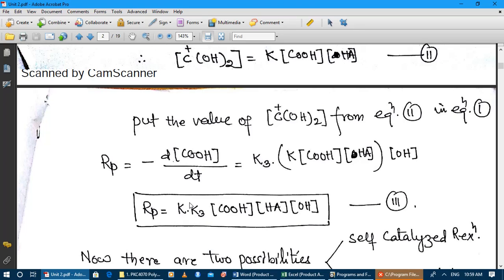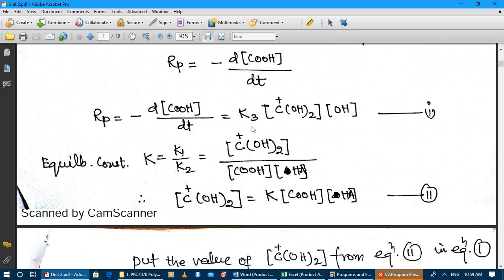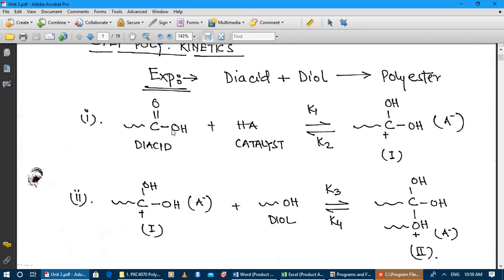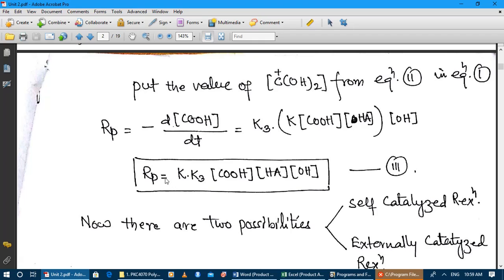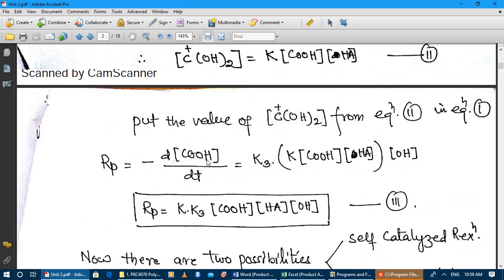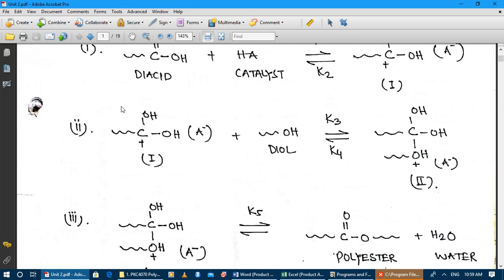So the entire equation will be Rp is equal to capital K. Keep in mind, this capital K is the equilibrium constant for my reaction 1, the first reaction of this entire mechanism, where capital K is equal to small k1 over small k2, and k1 and k2 are the forward and backward rate constants. Correct. So the rate of polymerization Rp will be equal to capital K multiplied by K3. K3 is the forward rate constant in step 2.